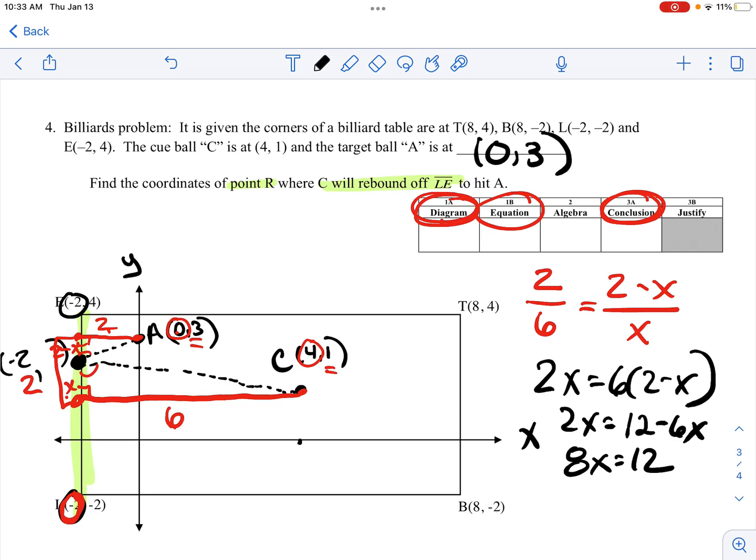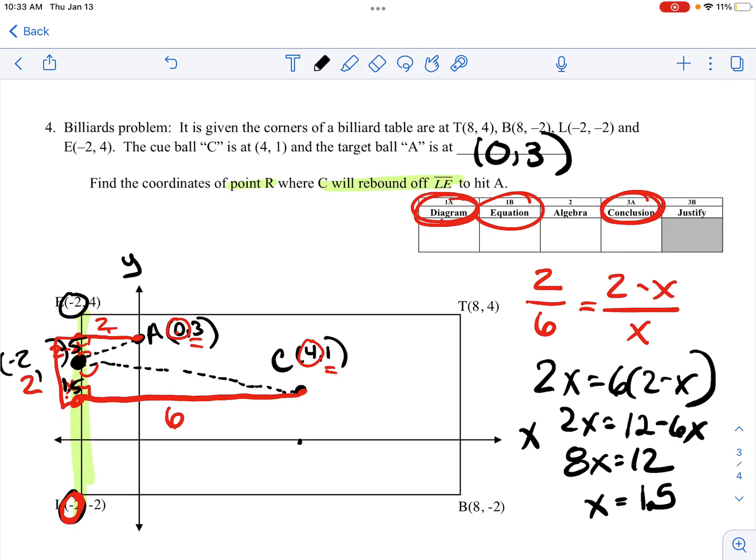12 divided by 8. I leave it as a decimal, by the way, just because it's easier on the coordinate plane for my brain to think about decimals. It's harder for my brain to think about fractions on the coordinate plane. Just FYI. So now I know that this is 1.5, and then that would be 0.5, right?